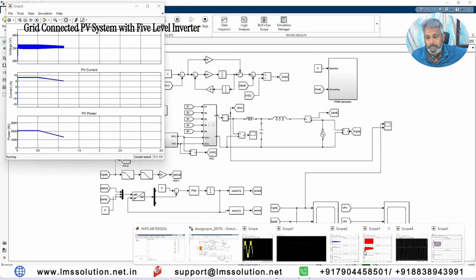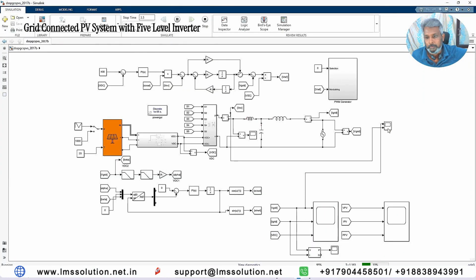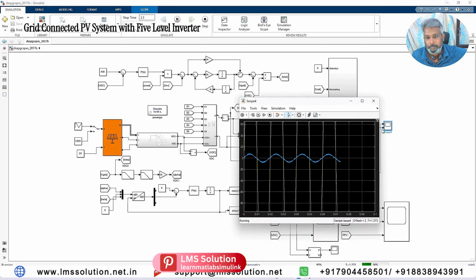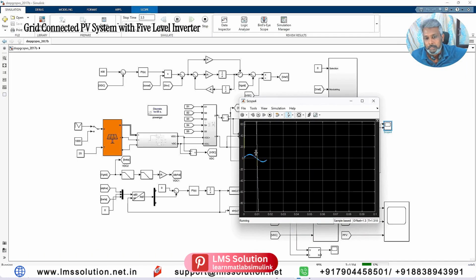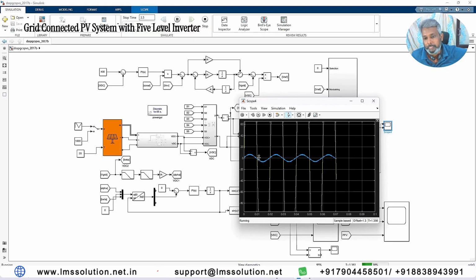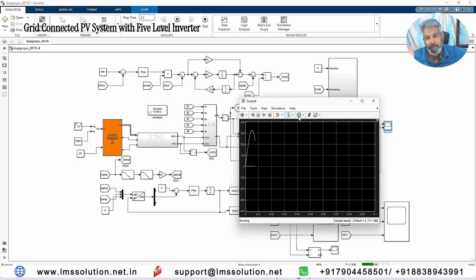Here you can see another thing: we are taking the current of the inverter and the grid voltage, and then we have to compare them, so we are combining them. Here you see that voltage and current are both in phase. So the power is injected into the grid when both are in phase. That indicates that it has unity power factor and also injects power into the grid point.